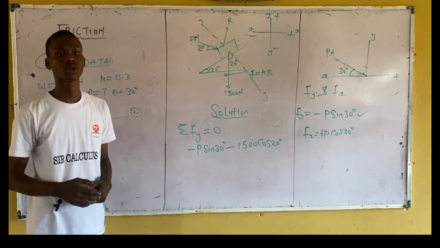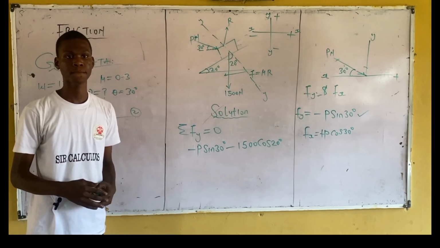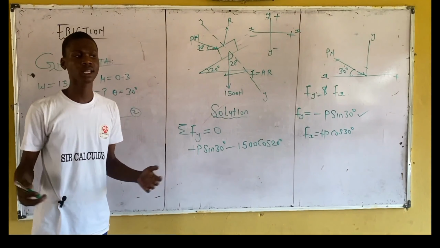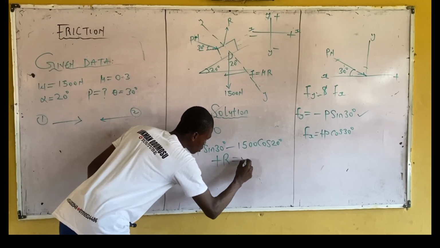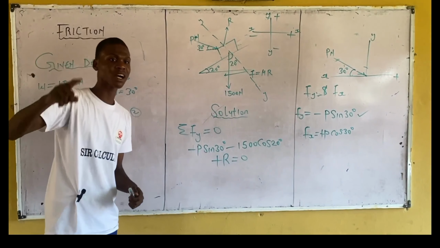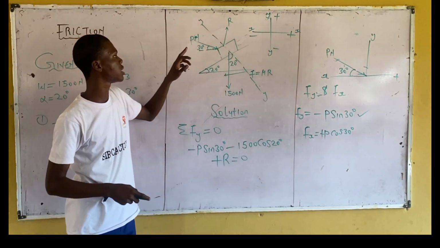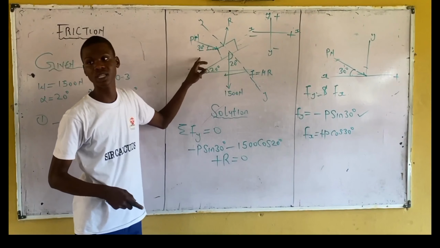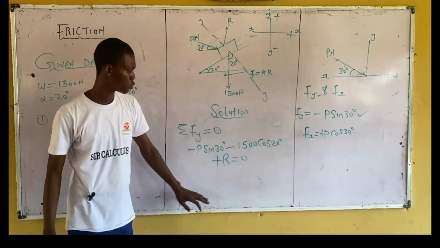Then the next force is what? The reaction. Exactly. Plus R. Plus R equals 0. We said we are considering all the vertical forces. This R is a vertical force. This is an inclined force, and this one too is an inclined force. What we only did here was convert these two to vertical forces. You get? Then we equated it to 0.